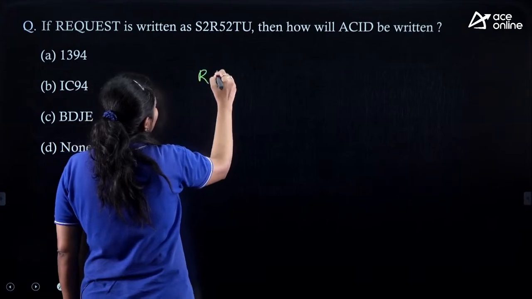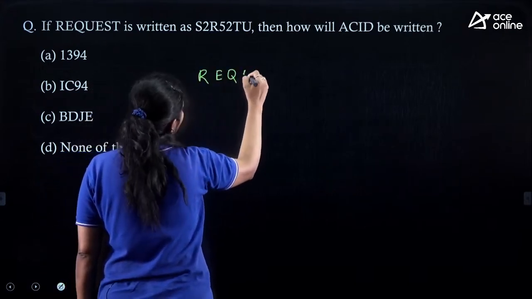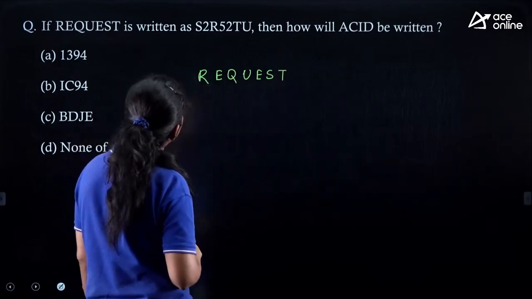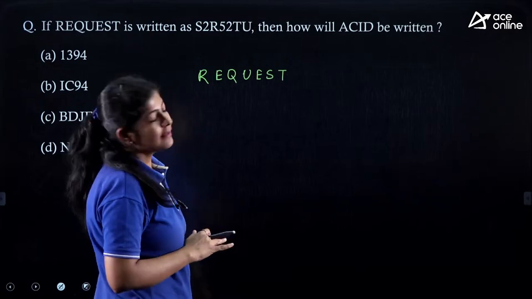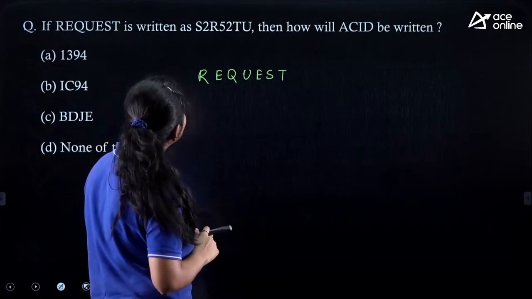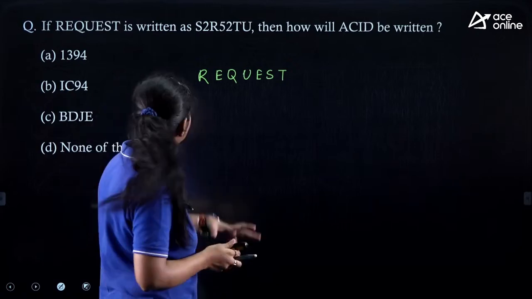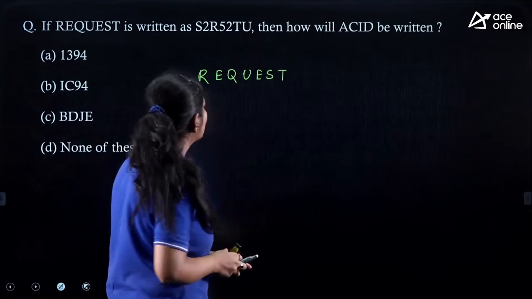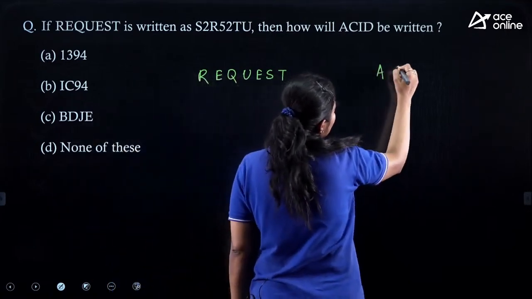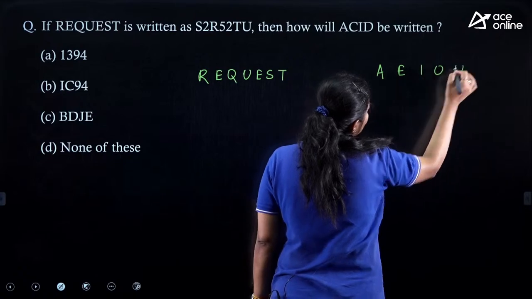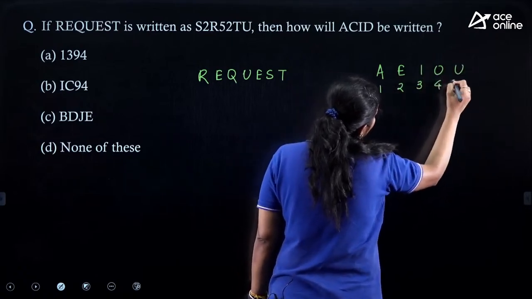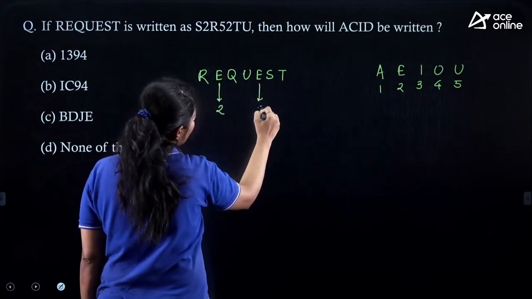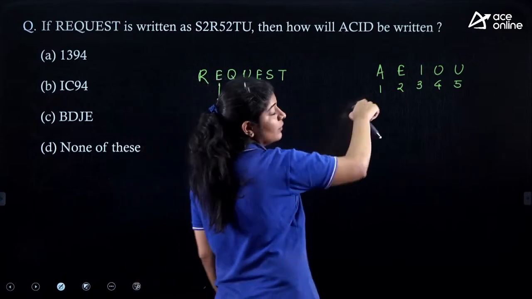See, here we are having a word request. If you look at this word carefully, you will see that we just assign numbers to the vowels only: 1, 2, 3, 1, 2, 3, right? We just assign the numbers to the vowels only, and here we are having 5 vowels: A, E, I, O, U, numbered 1, 2, 3, 4, 5, right? So for E we use 2 and for U we have used 5 according to this logic.